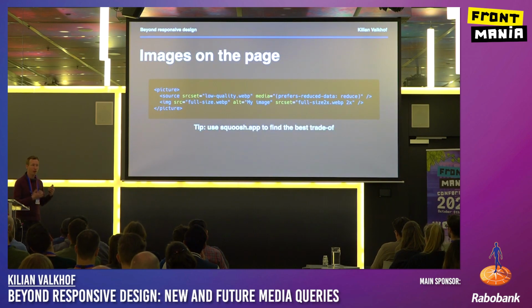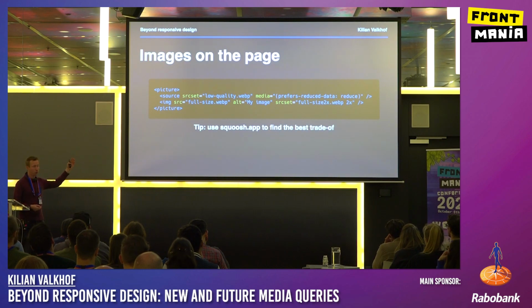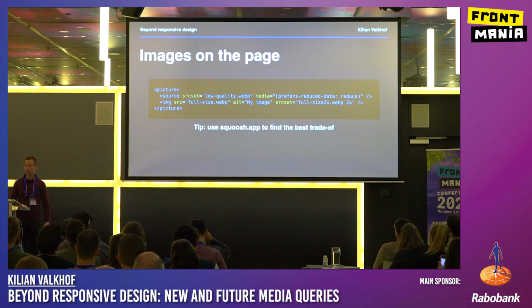For images on the page, you can use the picture element and add a source that only matches, and downloads the low quality image when the media query prefers-reduced-data: reduce matches. So while there's no support, it just uses the image because the media query will be false and the source won't get downloaded. And then it will start matching once support lands and you're good to go.